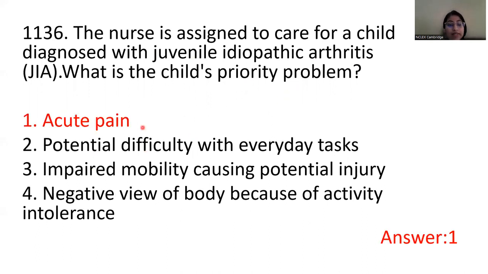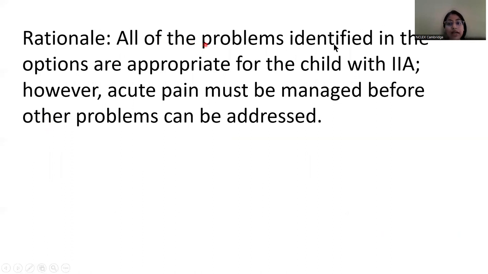Why? Because these three options can be managed afterwards, but the first thing we have to manage is pain, because if there is more pain, the patient will not be able to do daily activity and will not live peacefully. So first we need to address the pain. All of the problems identified in the options are appropriate for the child with JIA. However, acute pain must be managed before other problems can be addressed. So we have to first manage acute pain to relieve the symptoms.